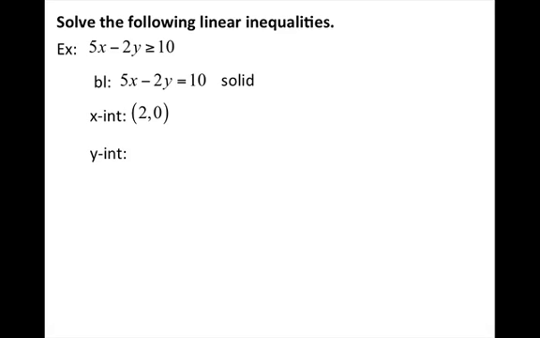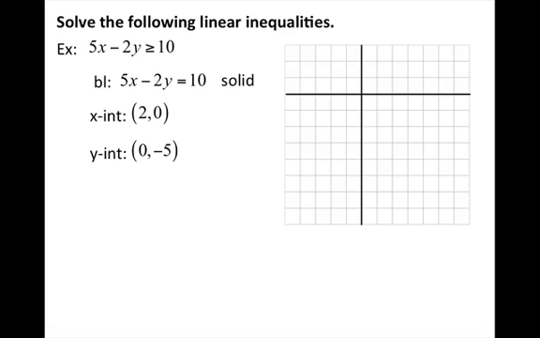For my y-intercept, let x be 0. If x is 0, 5 times 0 is 0, so this whole term becomes 0. So cover it up, and you have negative 2y equals 10. Divide by negative 2, and you get y is negative 5. So the y-intercept is the point 0, negative 5. If I graph these points, I have 2, 0, and 0, negative 5. My boundary line was solid, so draw a solid line through those 2 points.